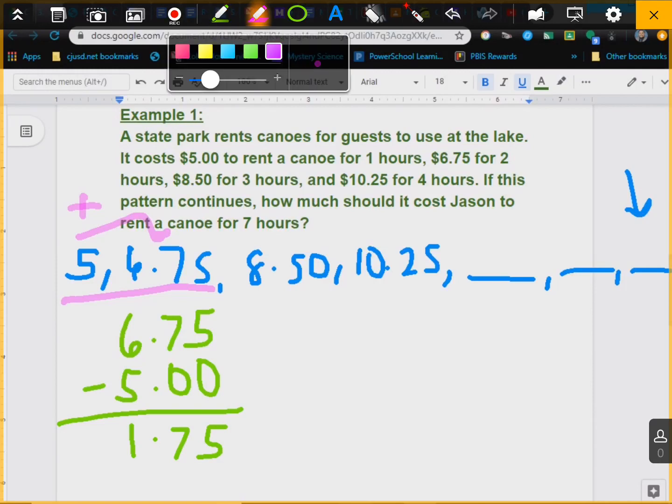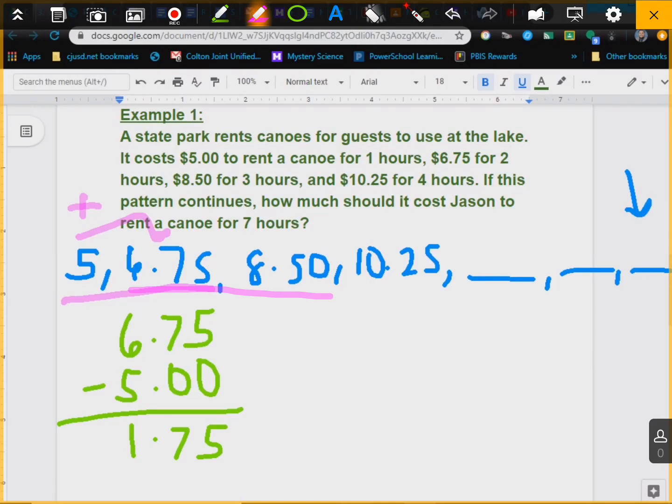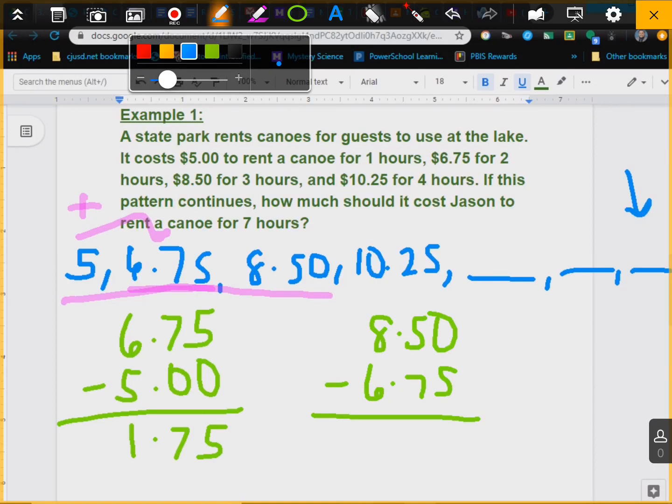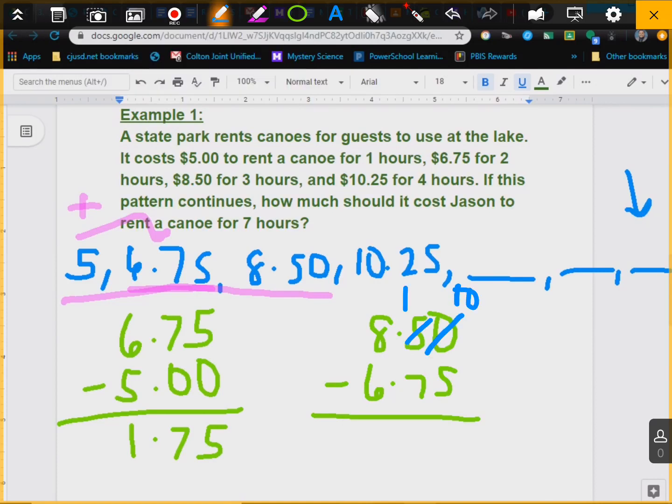Let's double check just to make sure. Let's do 6.75 and 8.50. So let's do 8.50 minus 6.75. And let's go ahead and subtract. We have to regroup here. 10 minus 5 is 5. That 5 changes to 14 because it goes down 1. And 14 minus 7 is 7. And 7 minus 6 is 1. So we see that it is increasing 1.75 each time.